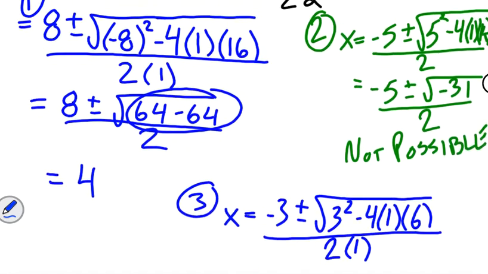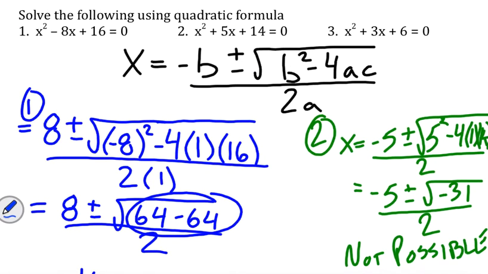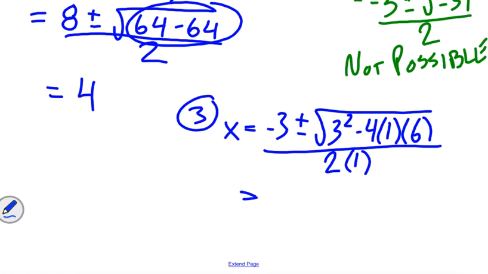So again, looking at this one, actually, let's make this c value negative. Okay, so it's going to be a negative 6. So now we get 9 plus 24, so we get negative 3 plus or minus the square root of 9 plus 24, which is 33, over 2.